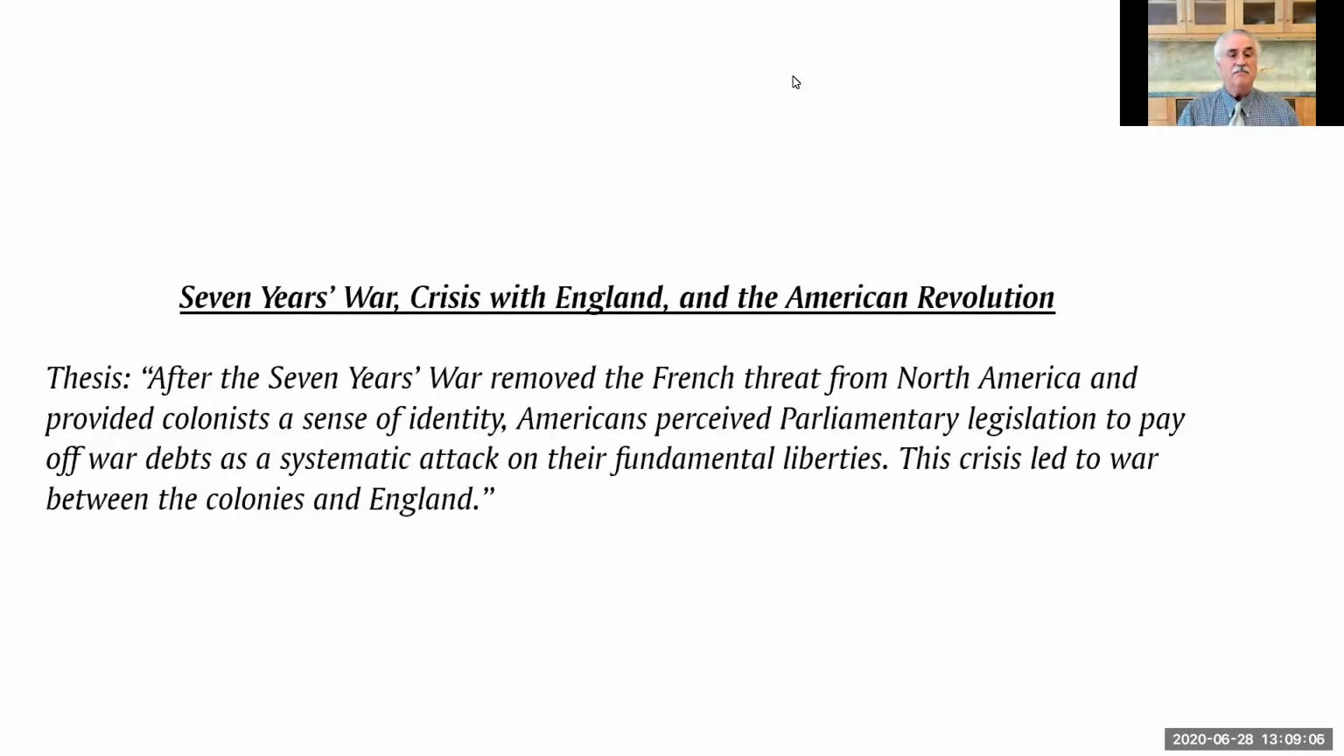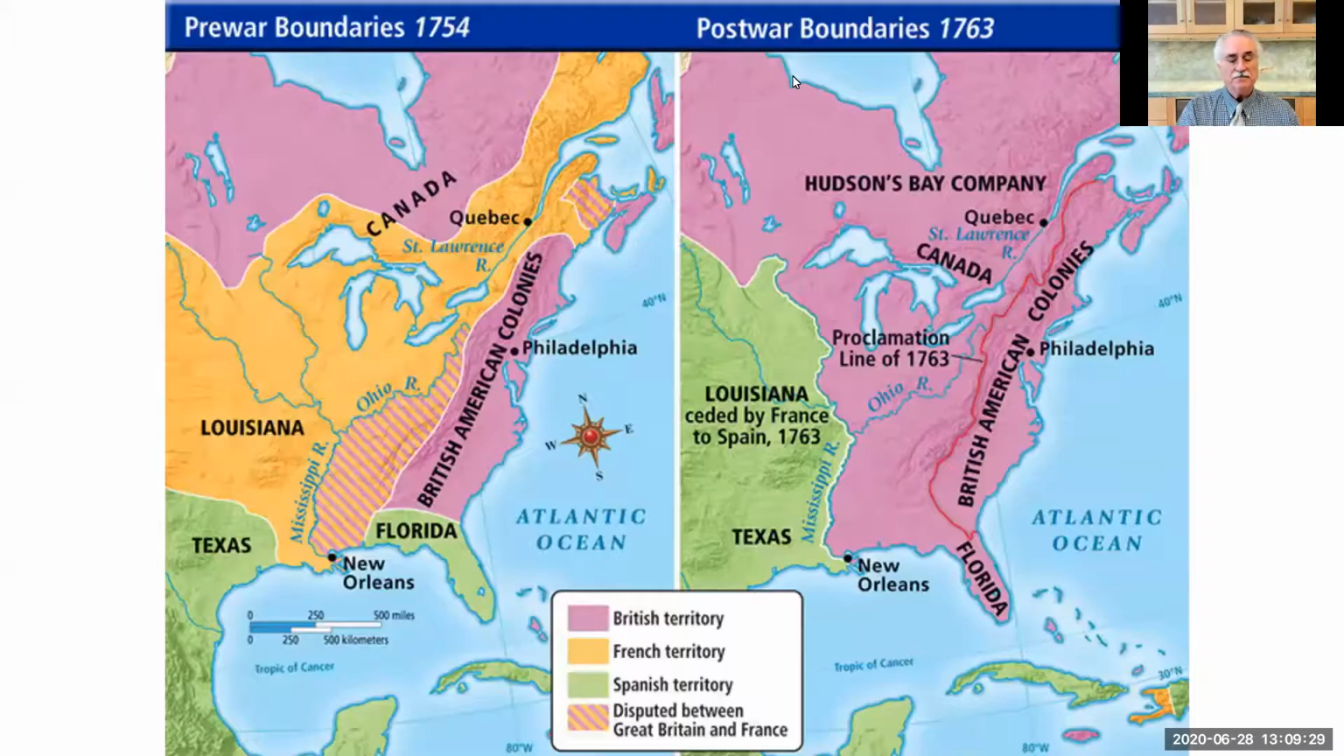If someone knew nothing else about the start of the American Revolution, in the title, we see a good summary of that. The 7 Years' War led to a crisis with England, which in turn led to the American Revolution. First, the climactic 7 Years' War.